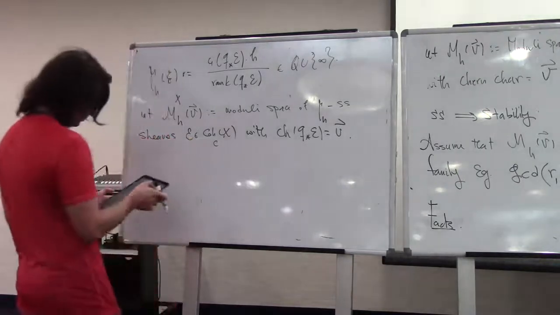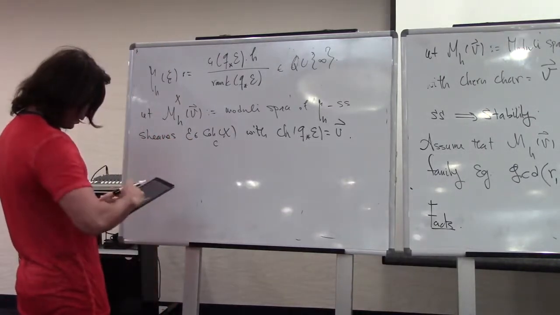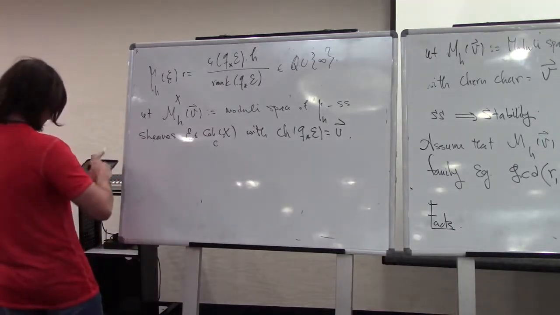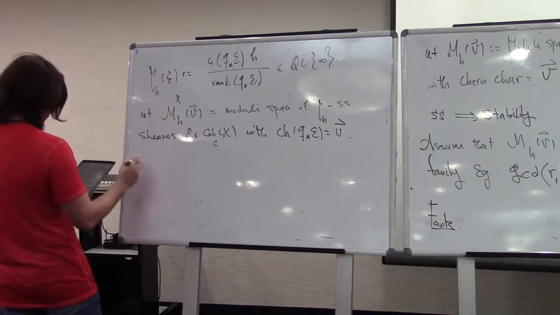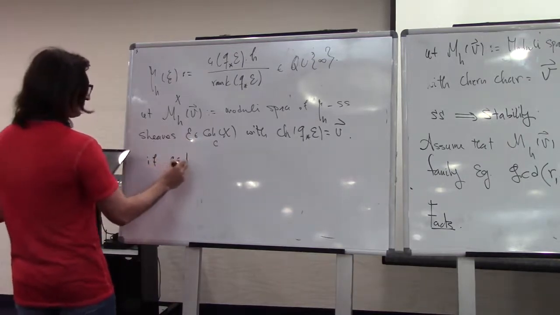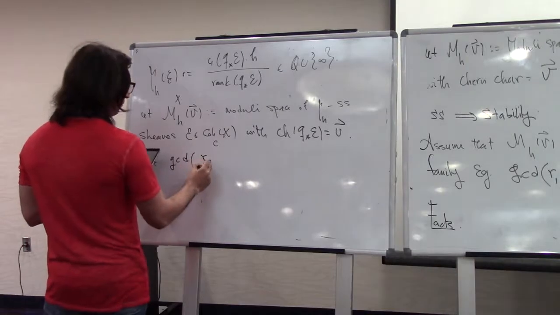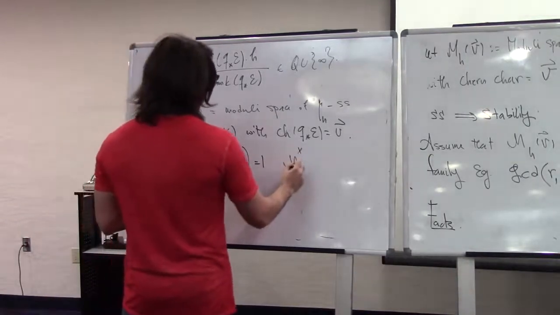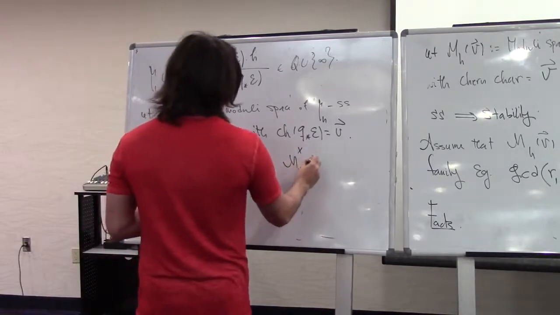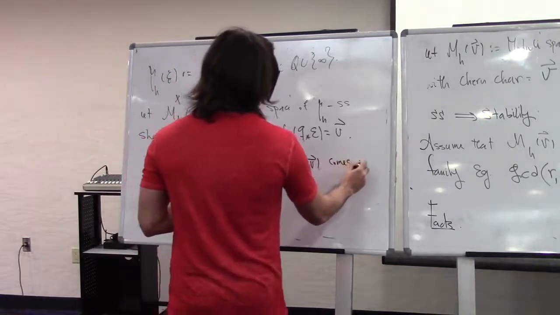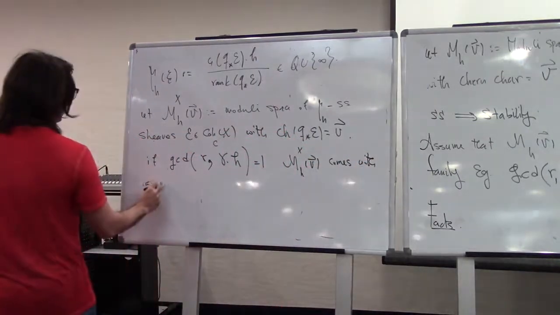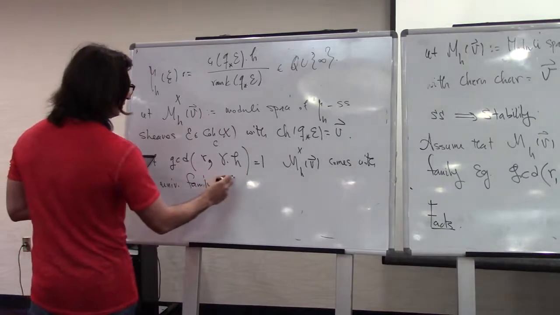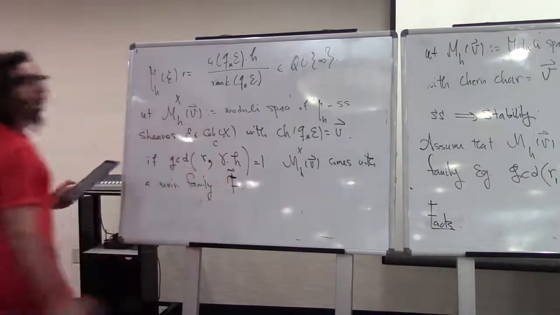Okay, so now again, here we make an assumption that again, if the greatest common divisor of R and gamma times H is equal to 1, M_X(H, v) comes with the universal family. The universal family. Let's call that family again F tilde.